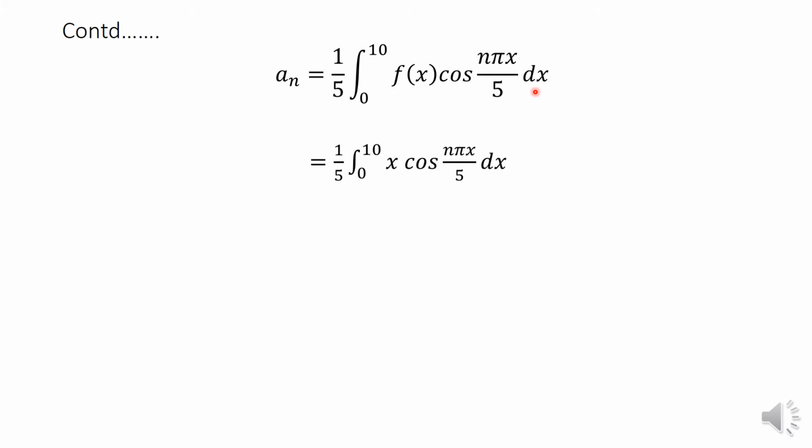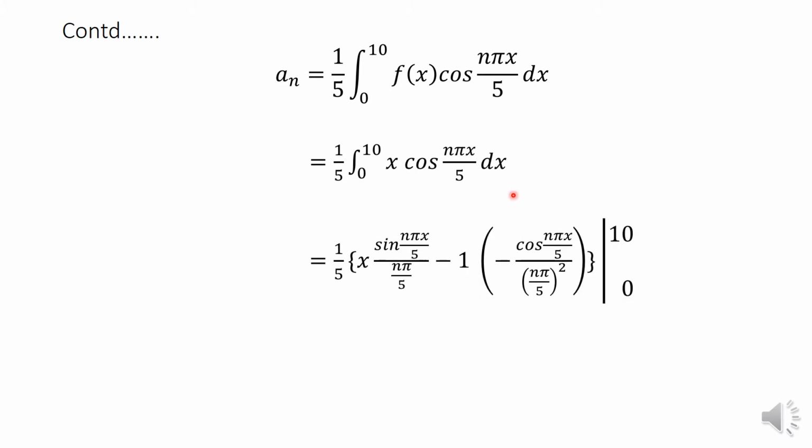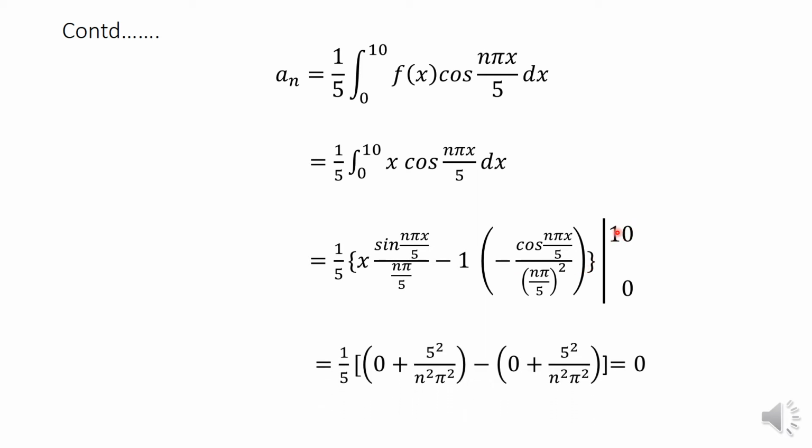And an is given by 1 by 5 times the integral from 0 to 10 of f of x cos n pi x by L, where L is equal to 5, into dx. Substituting the value of x and integrating by parts, we are going to get this, and after applying the limits of integration, you are going to get 0, because we get here 5 by n square pi square minus 5 by n square pi square, so both get cancelled. We get the value of an to be equal to 0 for this problem.